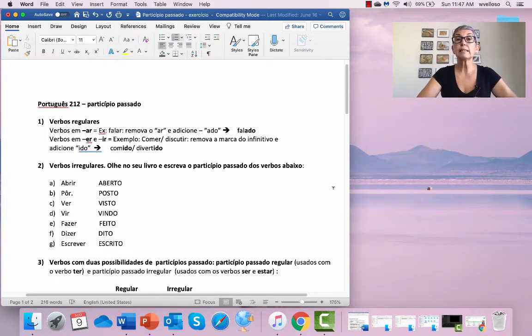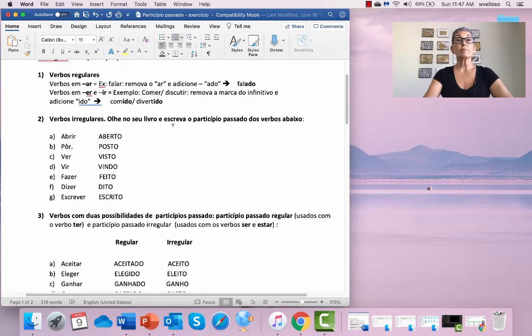So let's see how we form the past participle in Portuguese, okay? Particípio passado. Verbos regulares. So the regular verbs. Remember that for the regular verbs, we have three endings: AR, ER, and IR. So AR verbs. Os verbos em AR. Exemplo: falar. Remova o A. So you're going to remove the mark of the infinitive. Remova o A e adicione ado. Então, falar, falado.